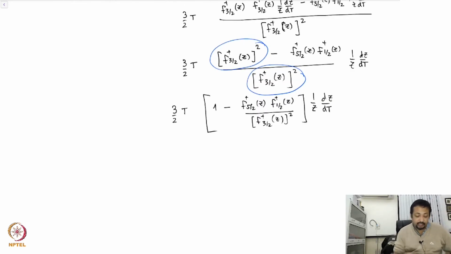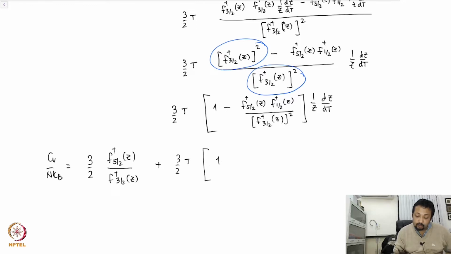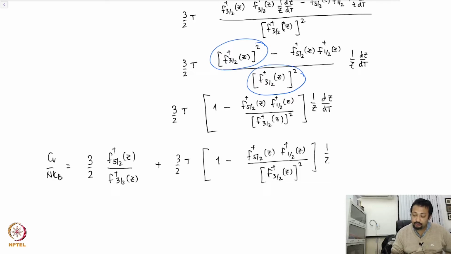So that the specific heat over nkB, do not forget the first term, I have 3/2 f_{5/2}(z) over f_{3/2}(z) plus 3/2 T times 1 minus f_{5/2}(z) f_{1/2}(z) over f_{3/2}(z) whole square, times 1 over z dz/dT.